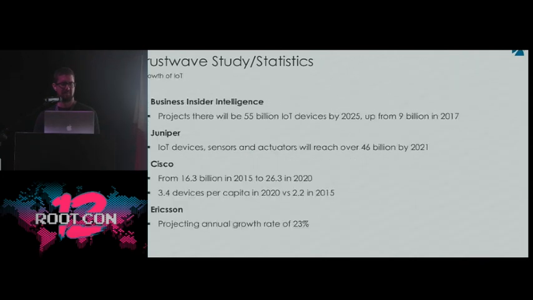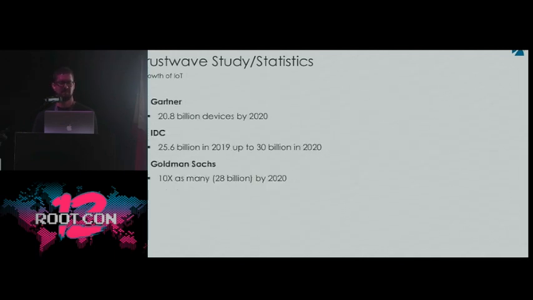So in order to save some time here, I just have some additional study statistics from other organizations outside Trustwave, showing just how much IoT is growing. Business Insider Intelligence projects there'll be 55 billion IoT devices by 2025. Juniper, 46 billion by 2021. Cisco going to 26 billion by 2020. All these organizations are around the same numbers, looking at the growth, and it looks like a growth rate around 20% between now and 2020, 2025, or something like that.